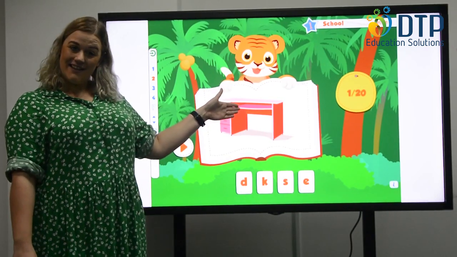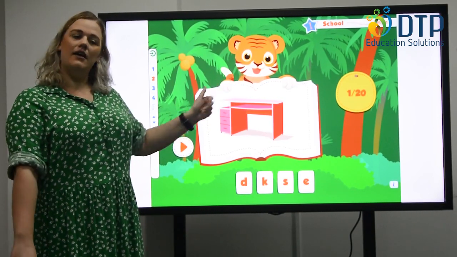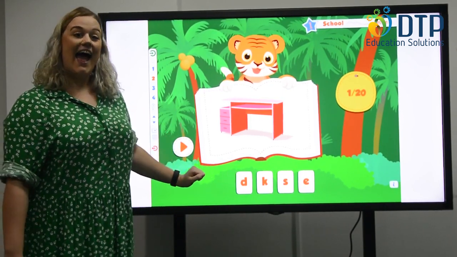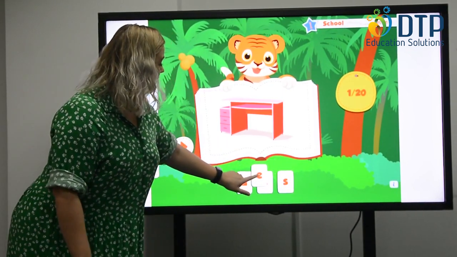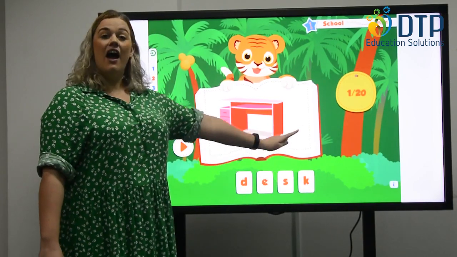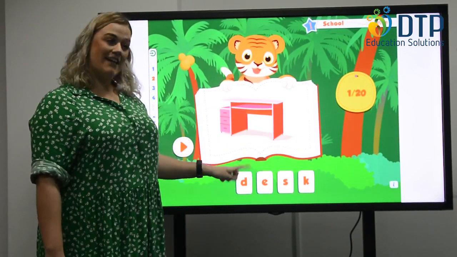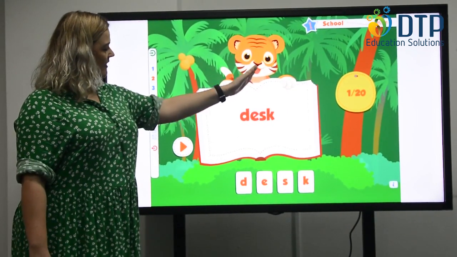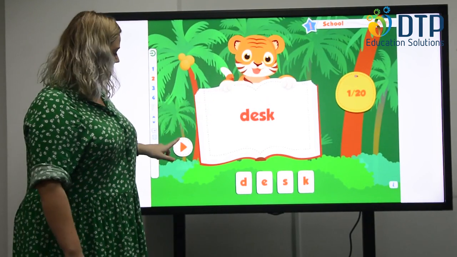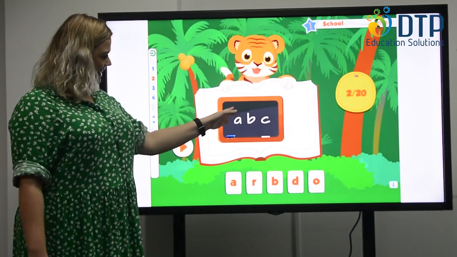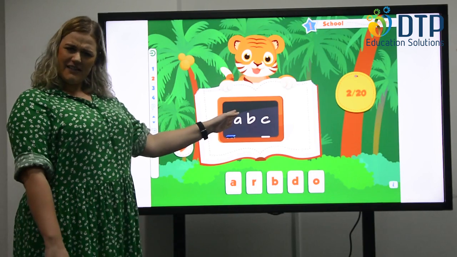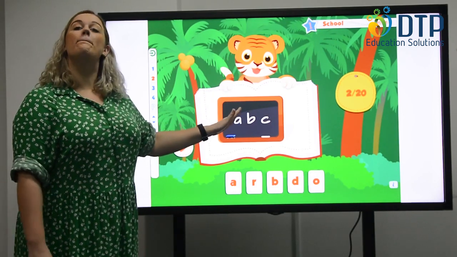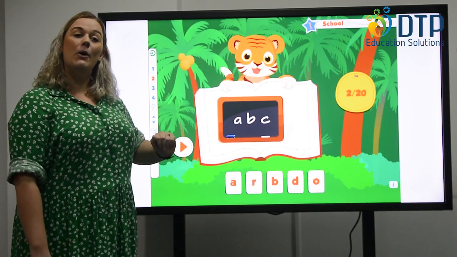Do you remember what this is? A desk. Desk. Yeah! Desk. D, E, S, K. What about this one? It looks a bit like a picture, but this is not a picture. It's a board, a board.